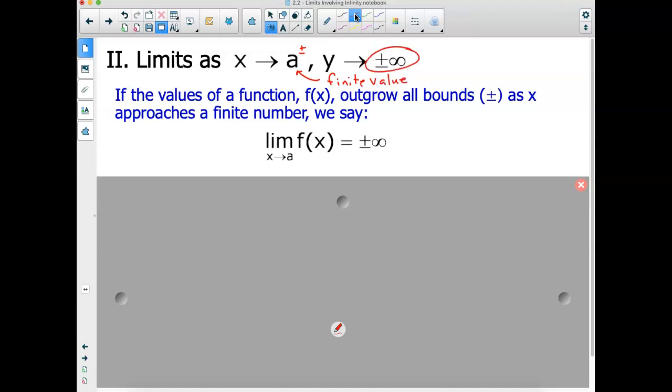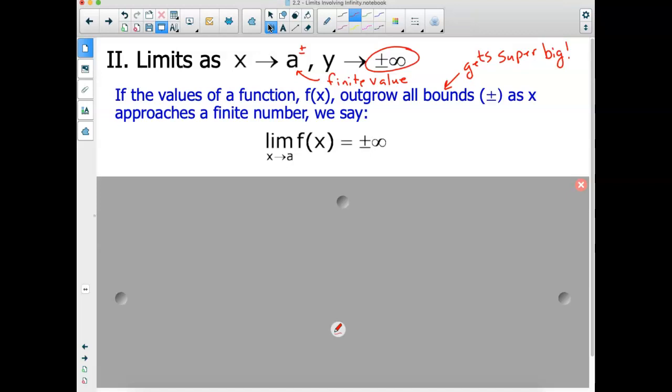Which direction is the graph going? Is it going up or down? So basically, if the value of the function f of x outgrows all bounds, what does that mean? That just means it gets super big. Okay, gets super big.